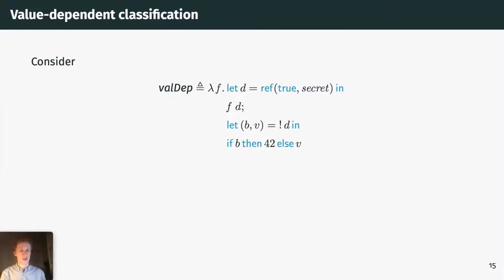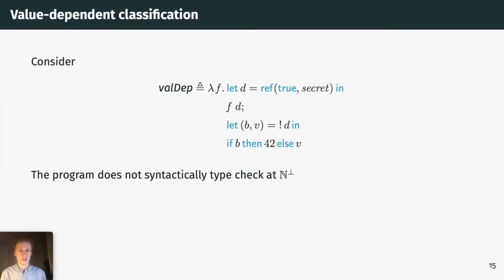A more elaborate example than the one I showed you earlier is the following. Both this example and the following one will be about value-dependent classification. This program takes in a function as input and starts by allocating a reference containing a pair of a Boolean and a secret. The function continues by invoking the function f with this reference d. It follows by reading the contents of d, and then it branches on the Boolean. If the Boolean is true, then it will return some dummy value, in this case 42, or otherwise it would return v.